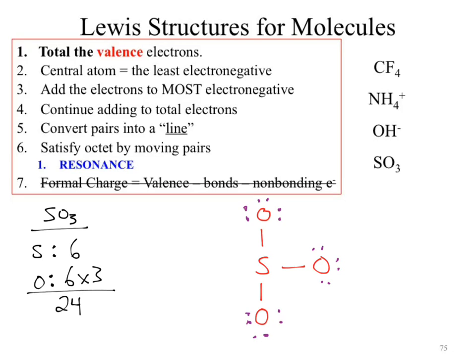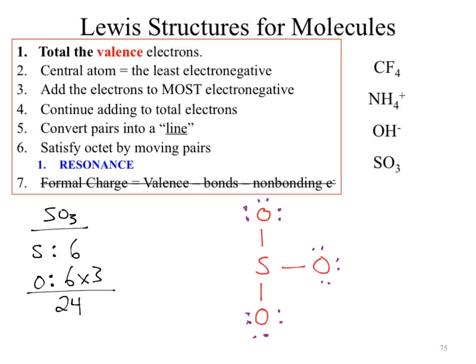Before I say my structure is done, I now need to account for my octets. Does my oxygen have an octet? Does the other oxygen have its octet? Does the other oxygen have its octet? Yes. Does the sulfur? No. Here's our rub. This is where 6 comes into play and this concept of resonance. Sulfur is missing its octet.